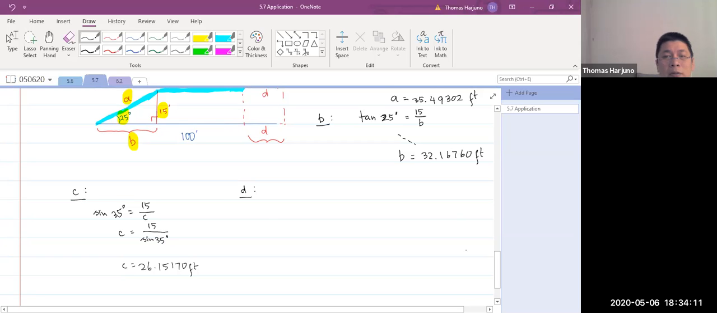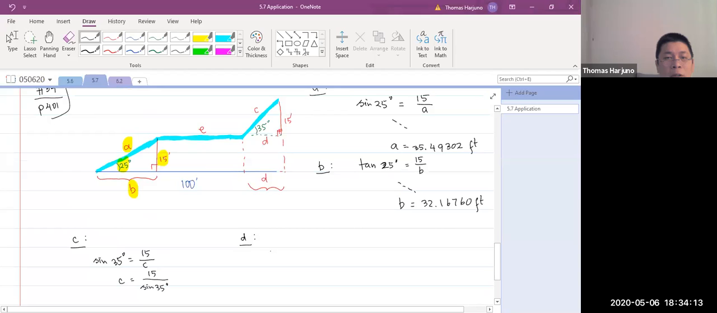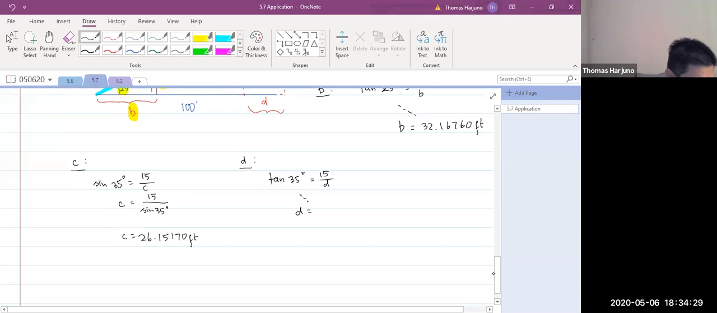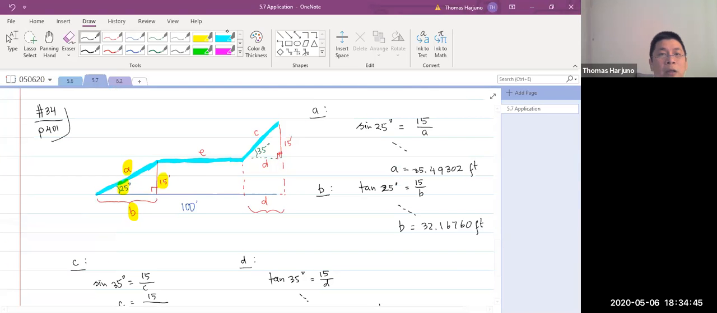while D is, tangent 35 degrees equals 15 over D. That's for D equals 15 over tangent 35. That's 21.42222. Okay, so we get the C and then the D.